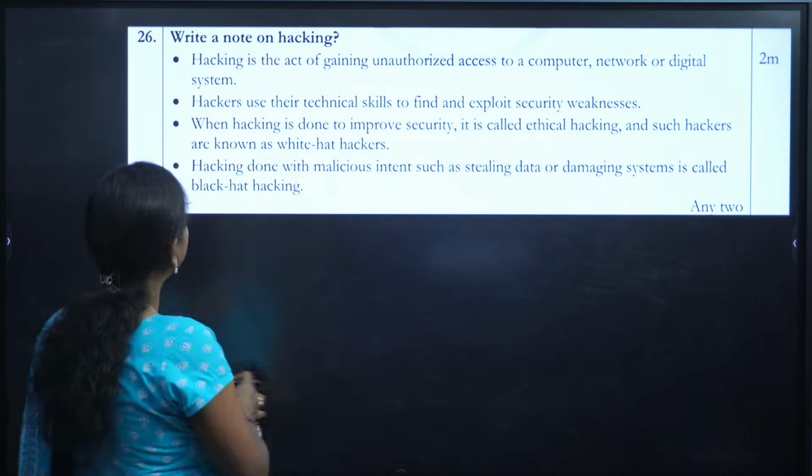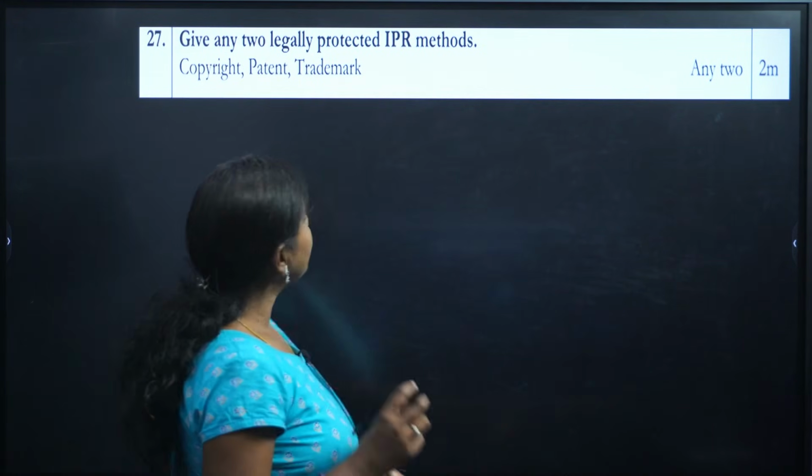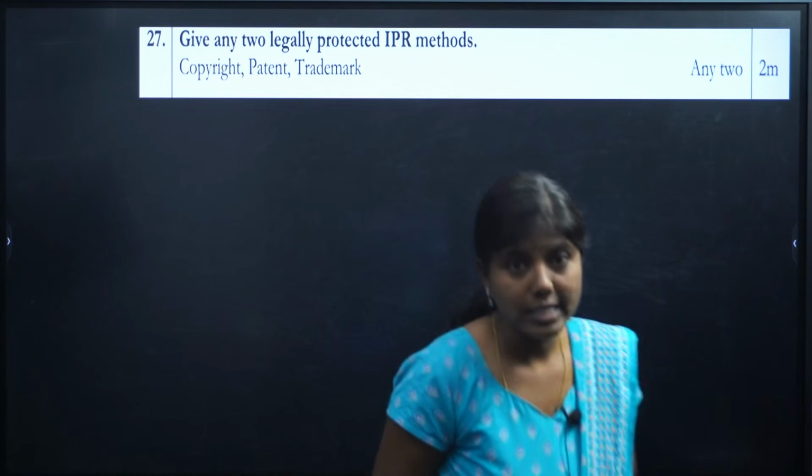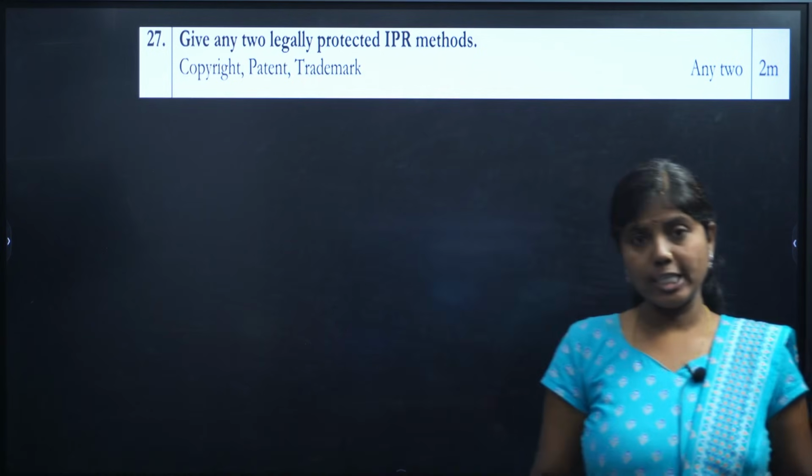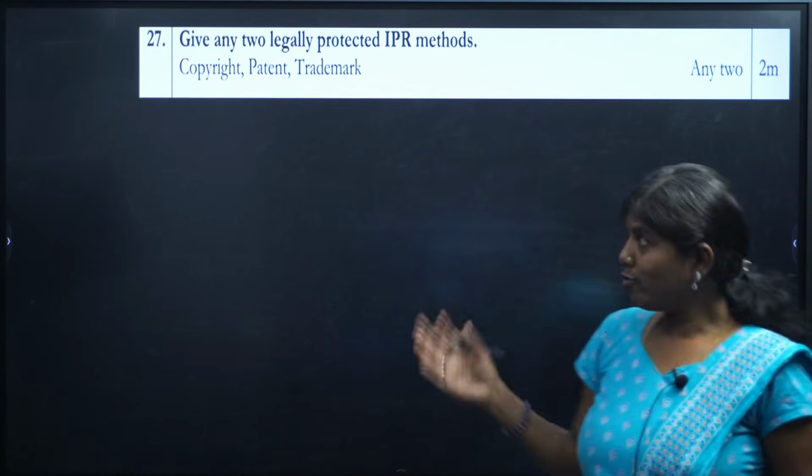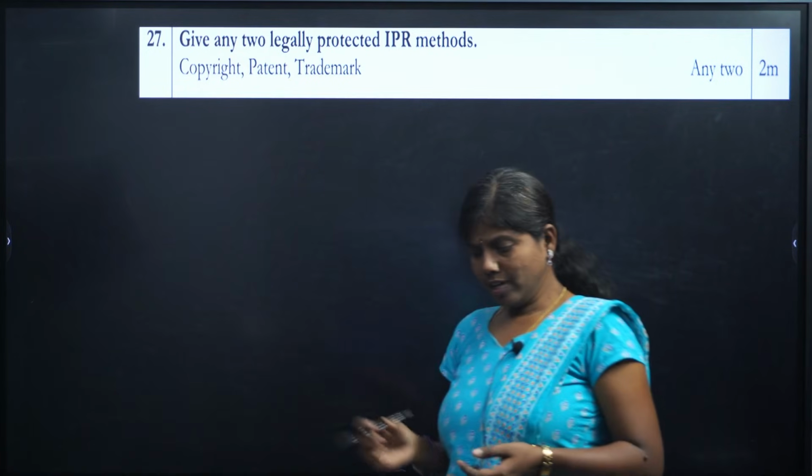So we'll just go with the next question. Give any 2 legally protected IPR methods, intellectual property rights. What are the different methods we have? So we have copyright, we have a patent, and we have a trademark.